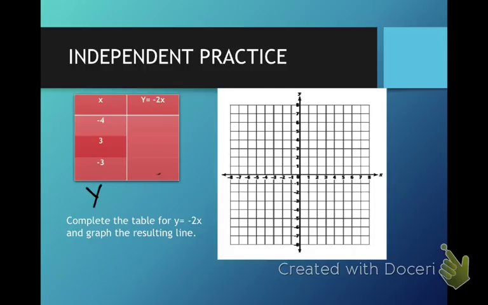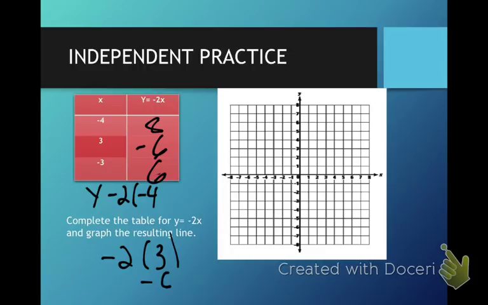All right. Y equals minus 2 times minus 4. Negative times negative equals 8. The next one, negative 2 times 3 equals negative 6. Okay? And negative 3 times negative 2 is positive 6. So here we go. Now we're going to do it. Negative 4 and 8. So let's go to negative 4 and 8. I just went on the wrong side. It's negative 4 and 8, so it's positive.